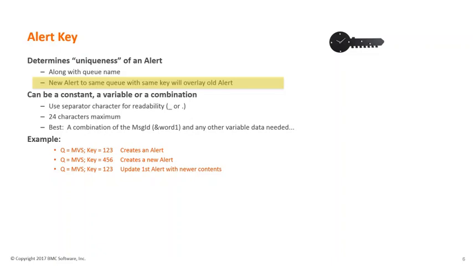If I have an alert queue called MVS, and then I have an alert with a key of 123, it'll generate that alert. If I write another alert to queue MVS and it has a key of 456, it'll also generate a new alert. And then if I have a third alert with a queue of MVS and it also has a key of 123, it's going to update the previous alert with a key of 123 and put the new data into it.